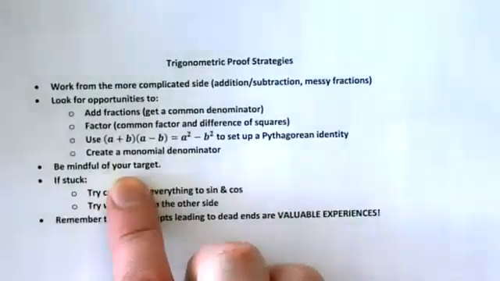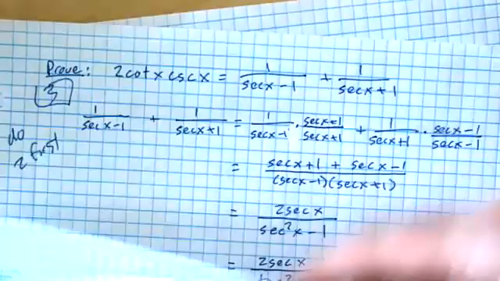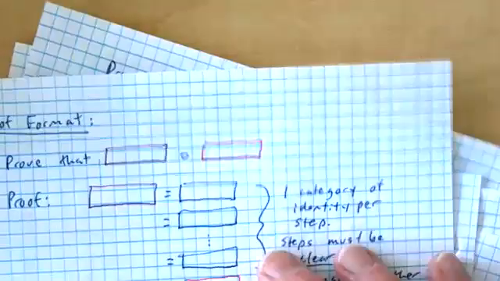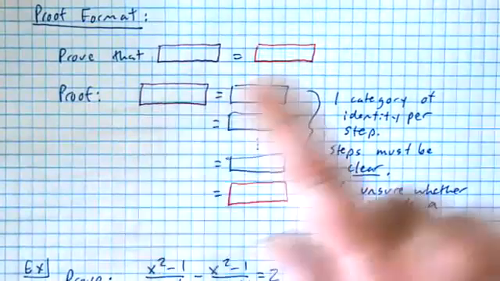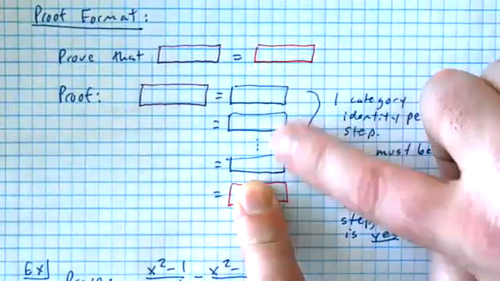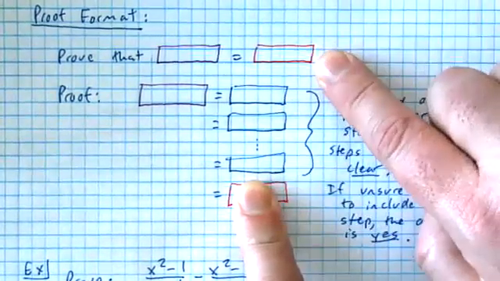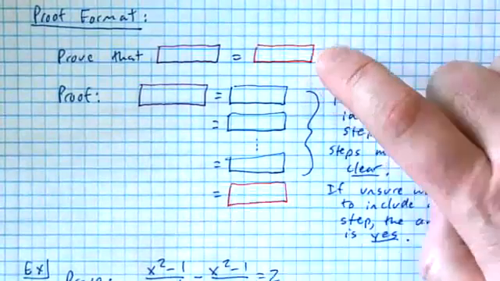Be mindful of your target. So as you're working, right? Let me go back to my little format page here. So I've got a lot of pages of notes. We're not going to do all these today. As you're working through, let's say I started on the purple side. I need to keep my eye on this over here because this is what I'm trying to get to. Don't just be doing random stuff over here. Be thinking about, okay, I need to somehow get a tangent or whatever this is. So what are some ways that I can move towards that? So be mindful of that as you go.